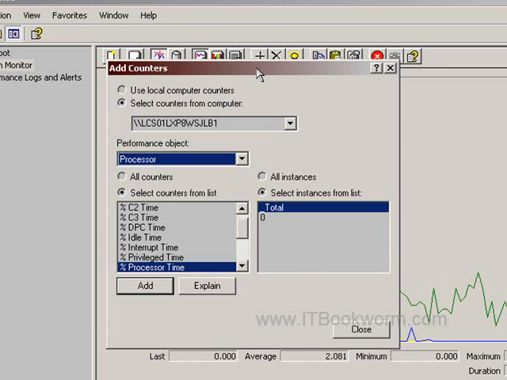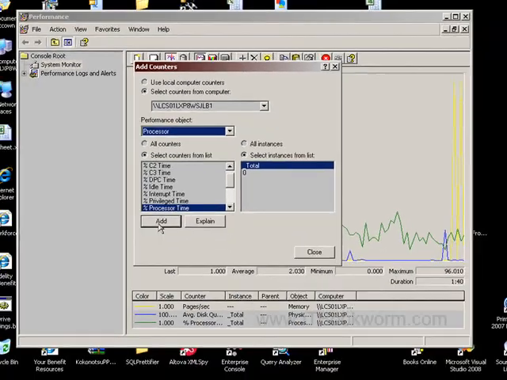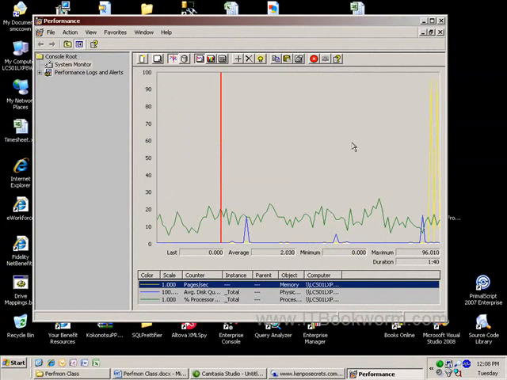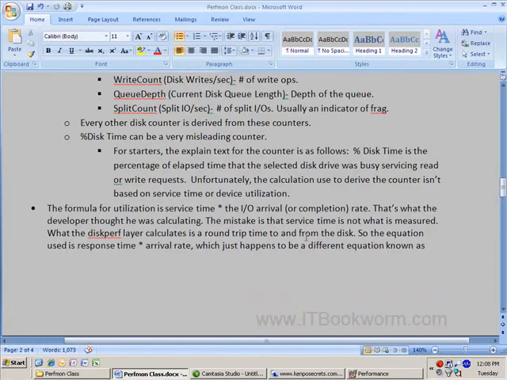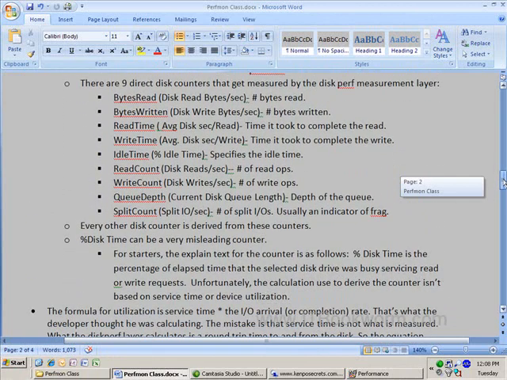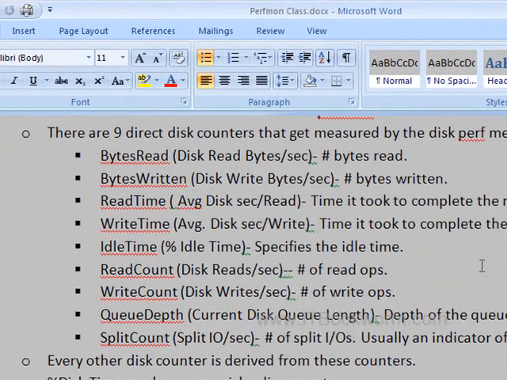Okay. Now we're going to start off directly where we left off last week. The easiest way to do that is to just go ahead and pull up, well, I'll leave Perfmon open. I'll probably need that. Let's see if I can find this here. Where were we? Okay. We started off directly with the 9 direct disk counters that get measured by the disk perf measurement layer.